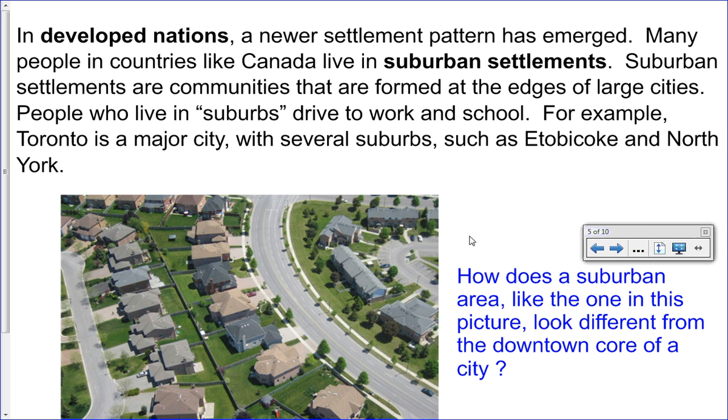So take a look at this picture here, and let's consider the following. How does a suburban area, like the one in the picture, look different from the downtown core of a city?